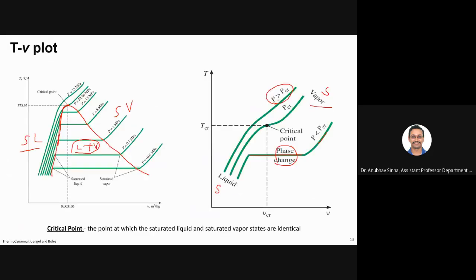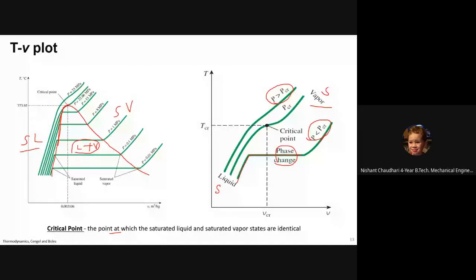If the pressure is below critical, this is how it will look. If it is lower than critical, it will follow this curve. If it is at critical, it will have an inflection point here, and then it will go like this. If the pressure is more than critical, it will just continuously keep on increasing. It will not have any distinction between liquid and vapor. It is a little tricky, but that is the idea of the critical point, not only for water but for any pure substance.